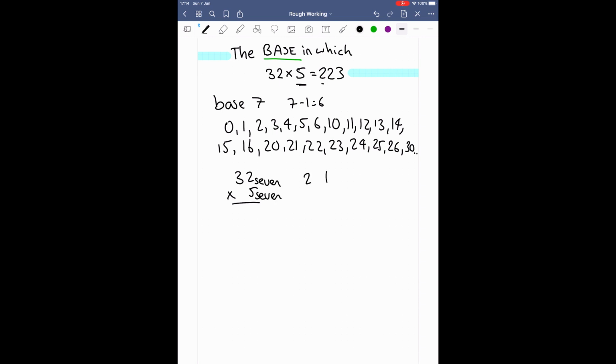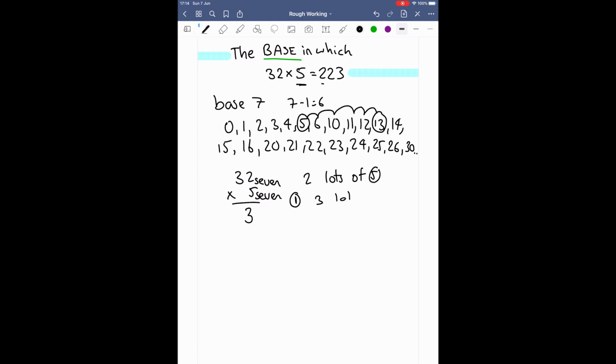Okay, so start in the same way. 2 lots of 5. So we have 5 here and 5 more places on. That's 1, 2, 3, 4, 5. So this time it's 13. So write the 3 down. Remember the 1. I'm going to carry this on.